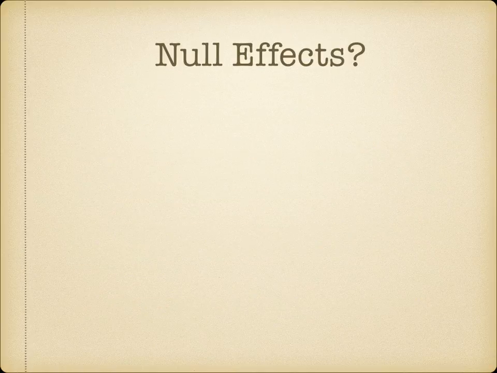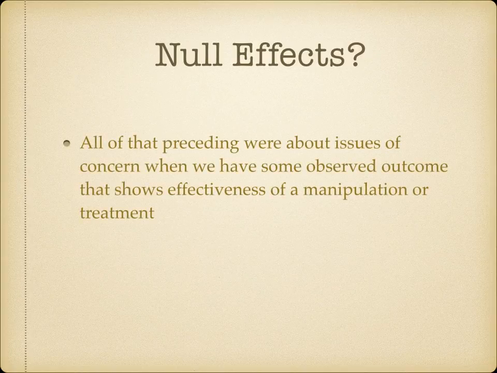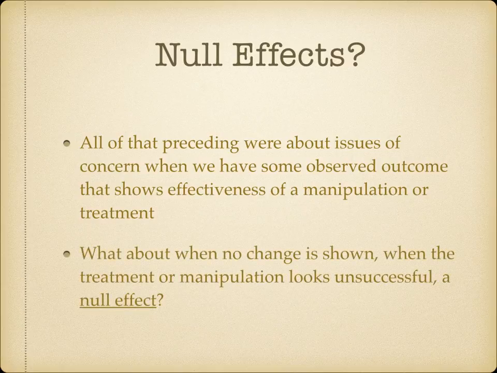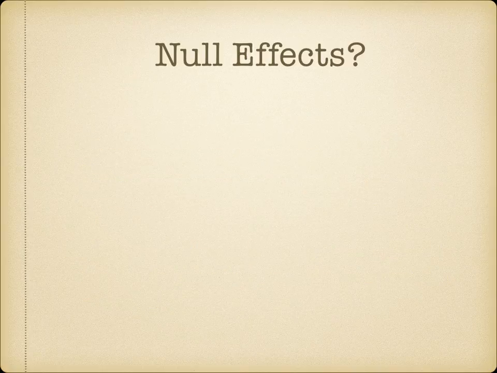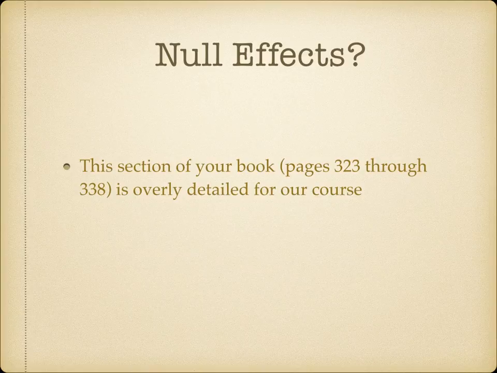The last portion of the chapter is about null effects. Now, all the preceding were about issues of concern that we might have when we observe an outcome that shows effectiveness of a manipulation or treatment. What about when there's no effectiveness, when the treatment doesn't look like it worked, when it was not successful? We term that a null effect. Null meaning nothing there. Now, this covers a large portion of the chapter, pages 323 through 338.